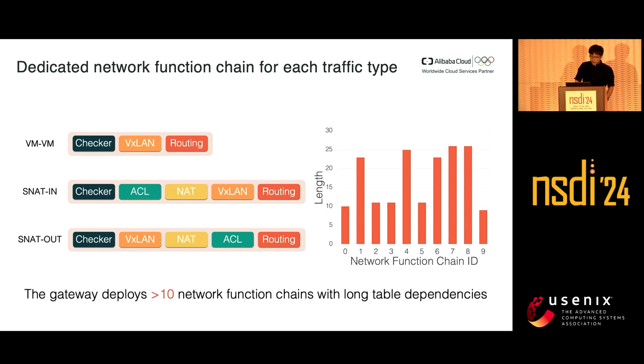On the chart, the y-axis is the length of the table dependency. We can see that not only do we have a lot of network function chains, but each of them is also quite long. It has at least 10 tables depending on each other, and in the largest one, we have 26. This is the reason why the P4 programs deployed on our Edge gateway are really, really complex.